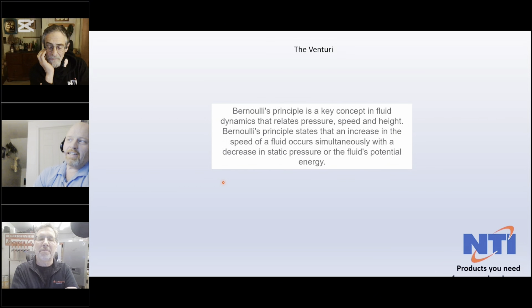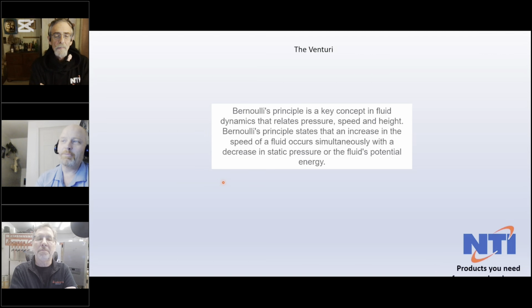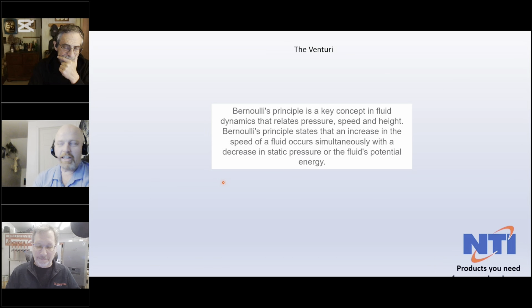Bernoulli's principle is a key concept in fluid dynamics as it relates to pressure, speed, and height. It states that an increase in the speed of a fluid occurs simultaneously with a decrease in the static pressure, or the fluid's potential energy. I did some tooling around online from physics people to understand exactly what's happening here. The best way to think of it is, as you push the liquid through that narrow space, it speeds up. But in order to speed up, it has to gain energy.